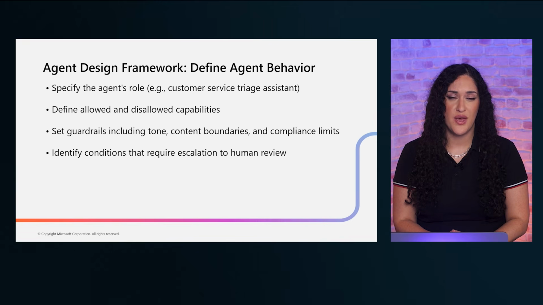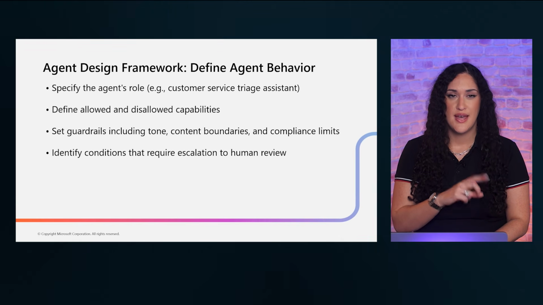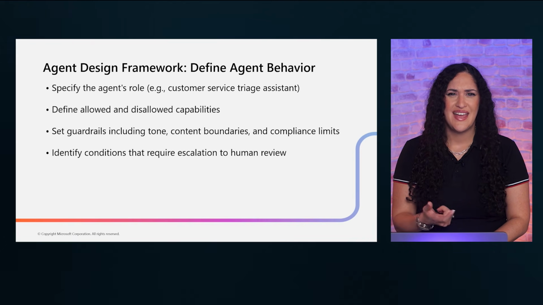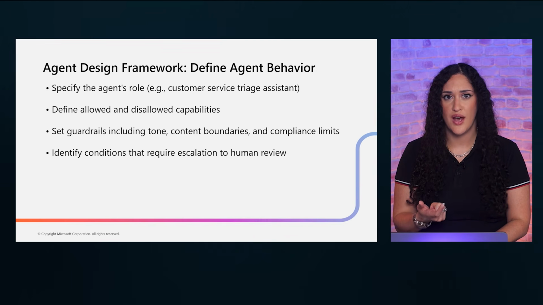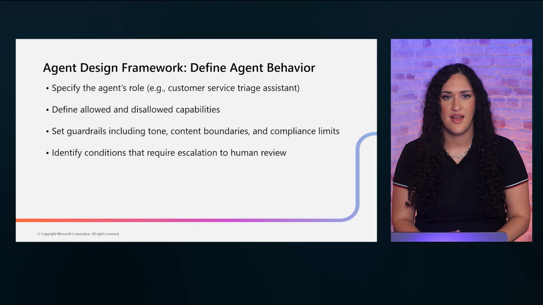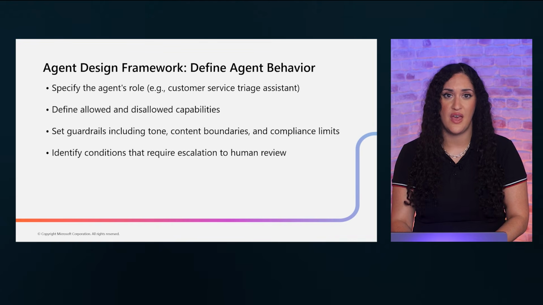Next, define the agent's behavior explicitly. Give it a clear role, like customer service triage assistant. Specify what it can and cannot do. Set guardrails for tone, content, boundaries, and compliance. And critically, identify when escalation to a human is required. Write your agent's behavioral rules as if you're writing a job description. Clear, specific, and with well-defined escalation paths. Vague instructions lead to unpredictable and potentially risky behavior.